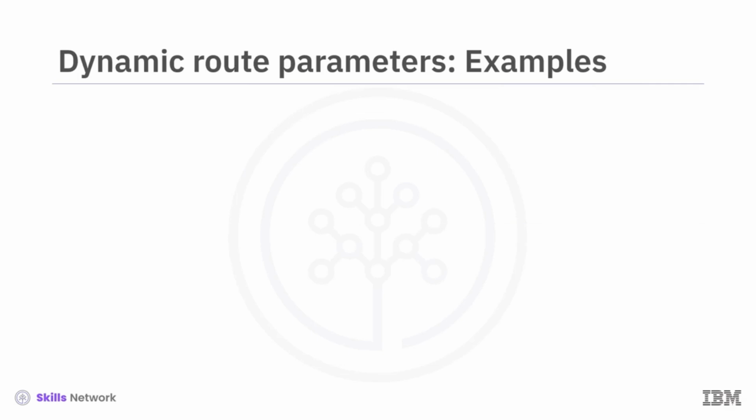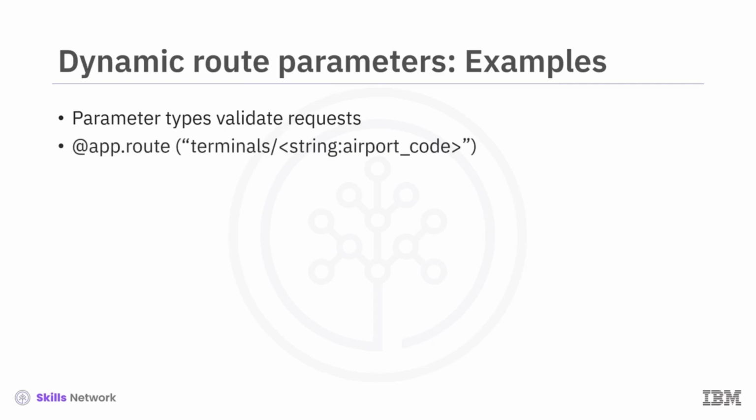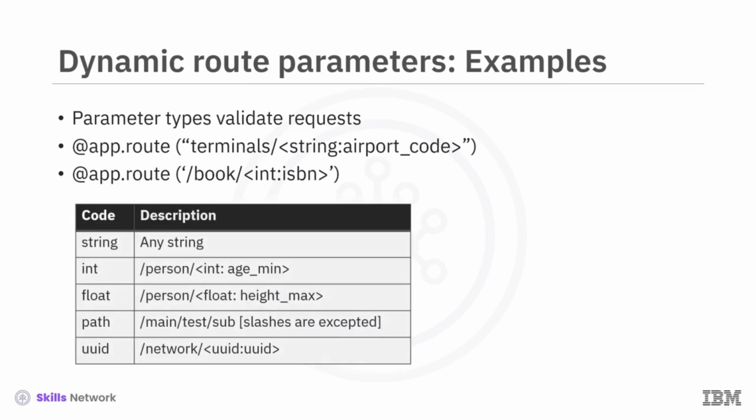Flask also allows you to set the parameter type. The framework uses this information to validate incoming requests. For example, you can create an endpoint of terminals and SFO to get the number of terminals at the San Francisco airport. This route decorator triggers if the user sends a string at the end of the URL. Similarly, in the previous example, you can give ISBN to be a number. Here are some other examples of parameter types in Flask.